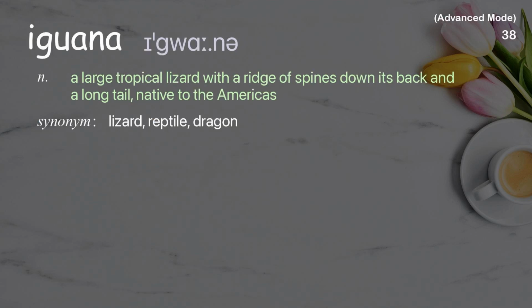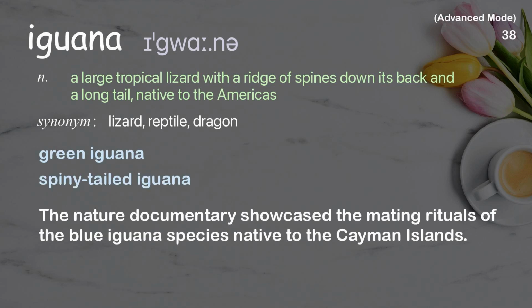Iguana. A large tropical lizard with a ridge of spines down its back and a long tail, native to the Americas. Examples: Green iguana. Spiny-tailed iguana. The nature documentary showcased the mating rituals of the blue iguana species native to the Cayman Islands.